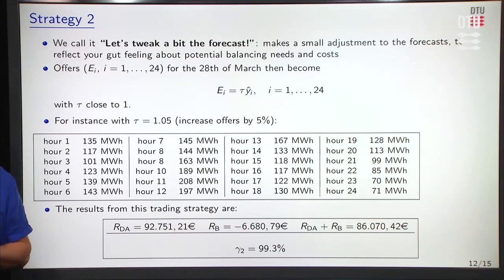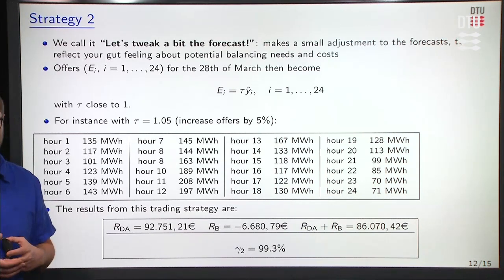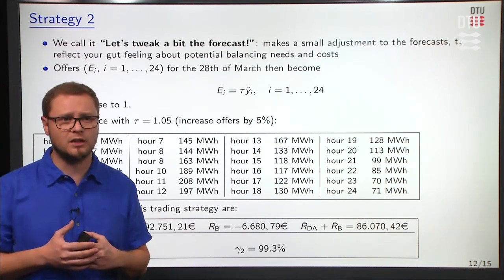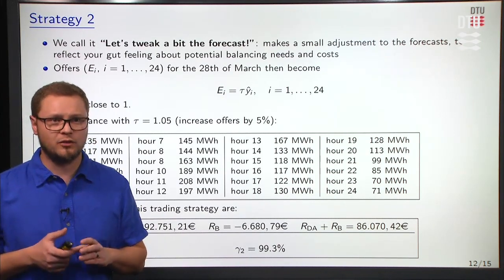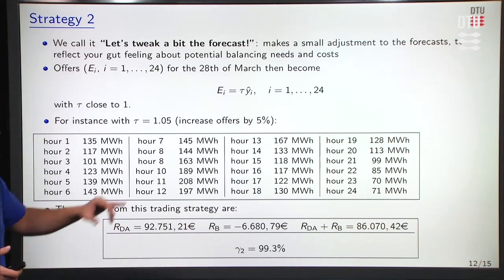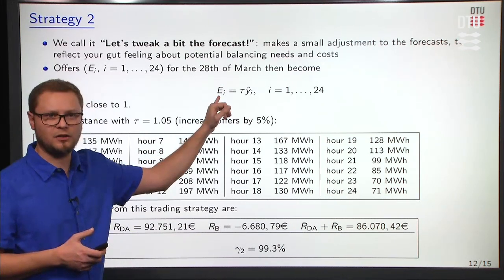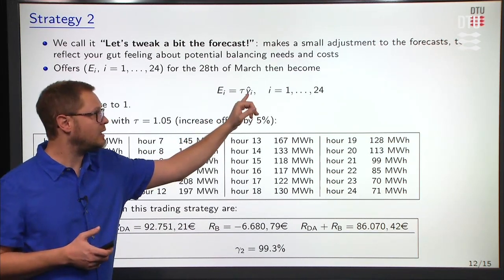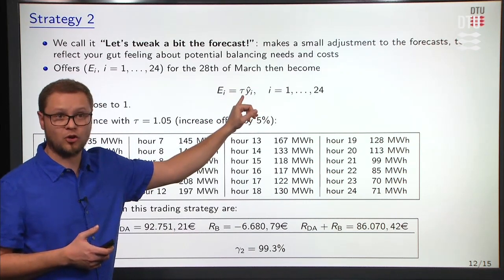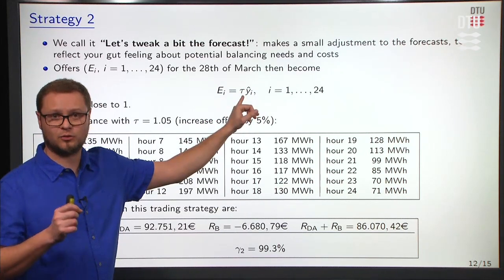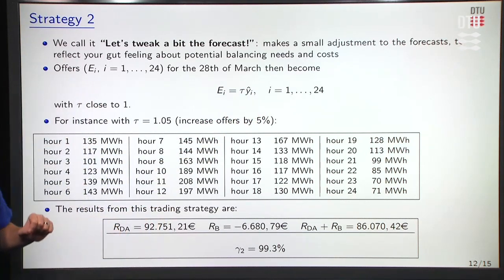For strategy number 2, that we call let's tweak a bit the forecast, we're just going to make a small adjustment to the forecast, maybe because we don't trust our forecaster, maybe because we have some market knowledge that makes us want to tweak this forecast. Tweaking the forecast in practice means that mathematically our offer in terms of energy is still going to be equal to the forecast that we have originally, but multiplied by a coefficient that we denote tau.